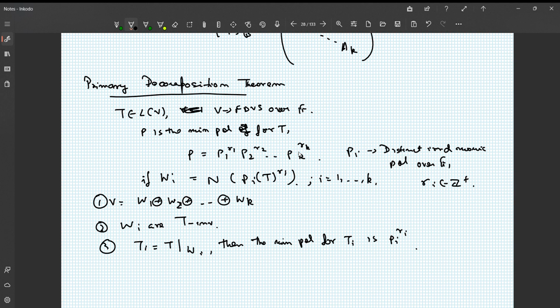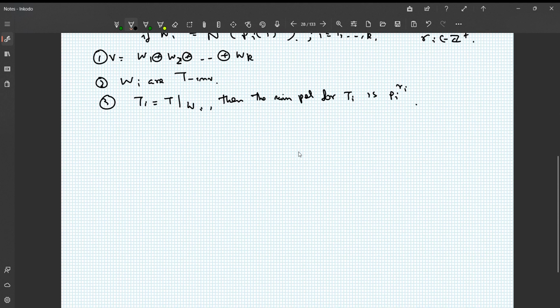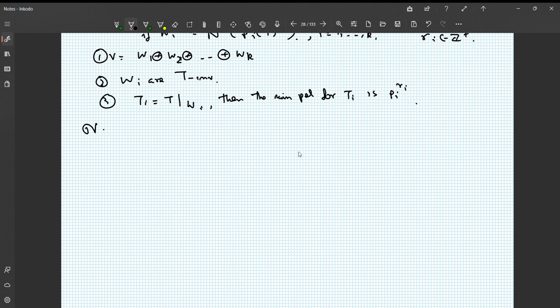And one more thing to recall is the concept of a nilpotent operator.